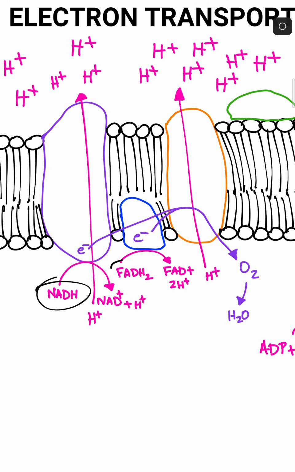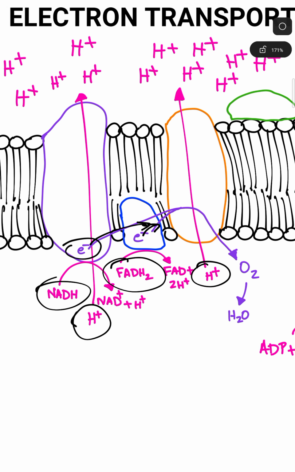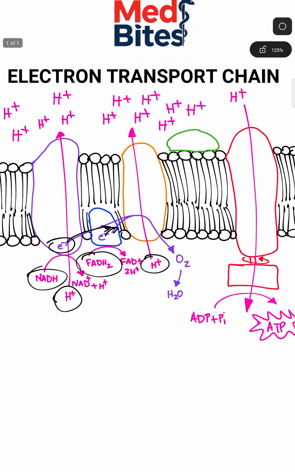NADH and FADH₂ are carrying high energy electrons that were collected during glycolysis and the TCA cycle. They donate these electrons to the electron transport chain. As these electrons move down the chain, they lose energy, and that energy is used to pump H plus ions out across the membrane, creating a large concentration gradient.